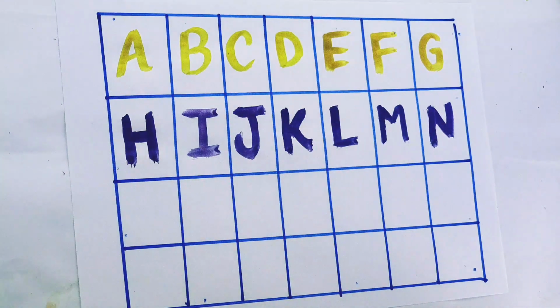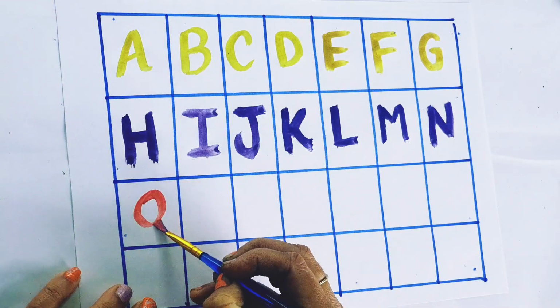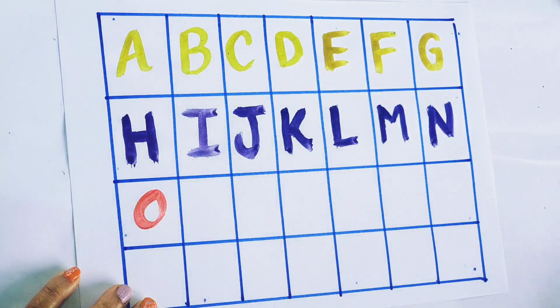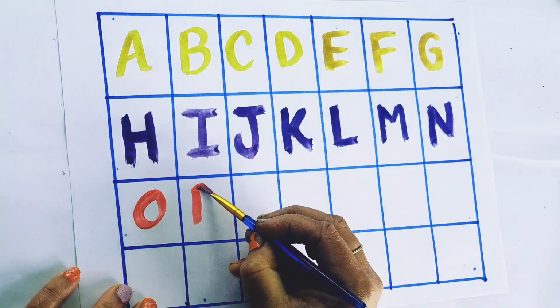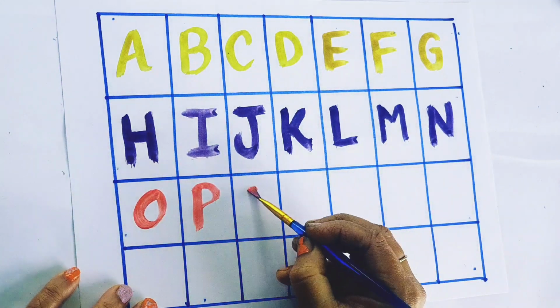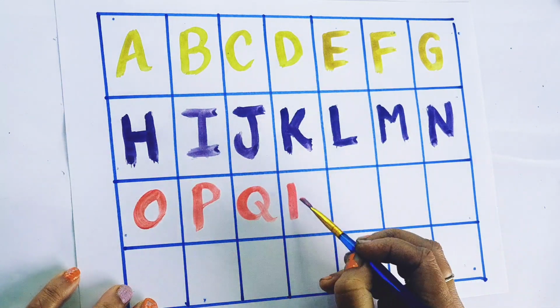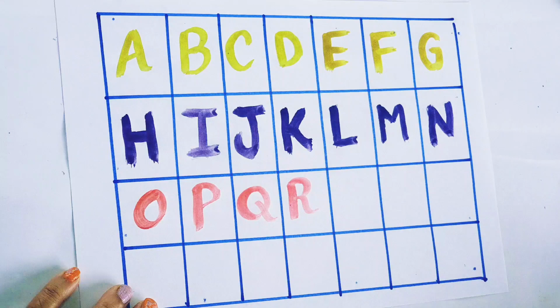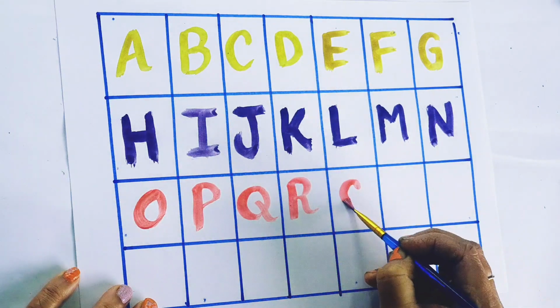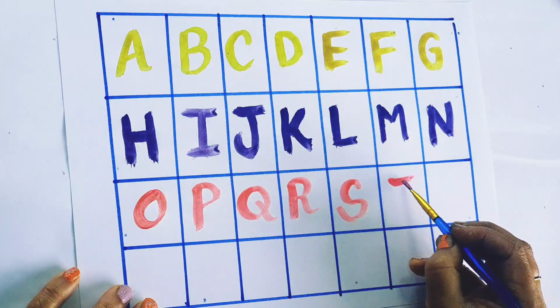Pink color. O for orange. O for owl. P for piano. P for papaya. Q for queen. Q for quiz. R for ring. R for rat. S for sister. S for star.